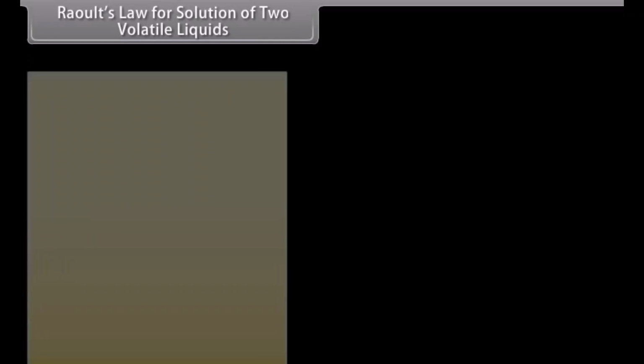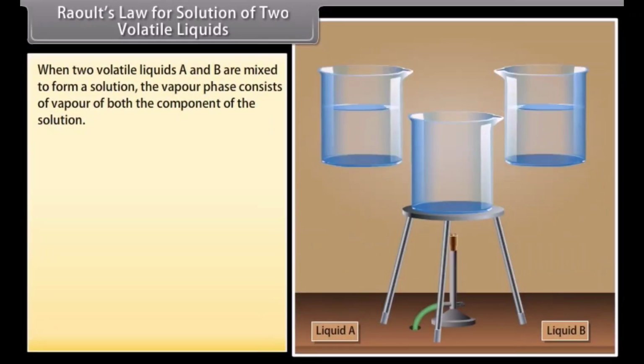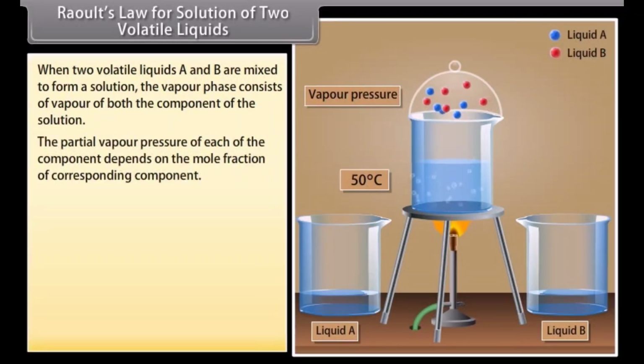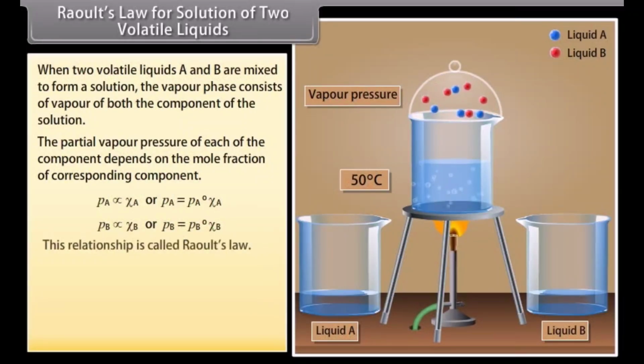Raoult's law for solution of two volatile liquids. When two volatile liquids A and B are mixed to form a solution, the vapor phase consists of vapor of both the components of the solution. The partial vapor pressure of each of the component depends on the mole fraction of corresponding component. PA = P°A × XA, and PB = P°B × XB. This relationship is called Raoult's law.